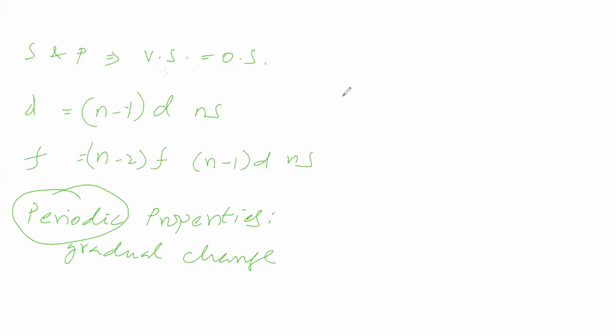So now the first periodic property we will take is atomic radius. What is atomic radius? Distance between the center of the nucleus to the outermost shell is called atomic radius.